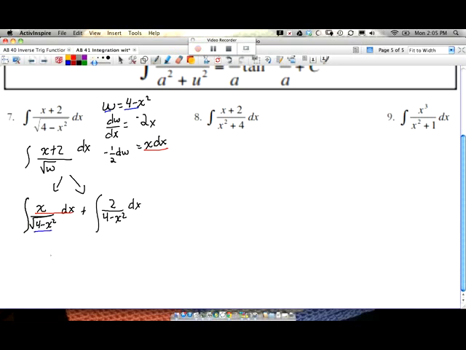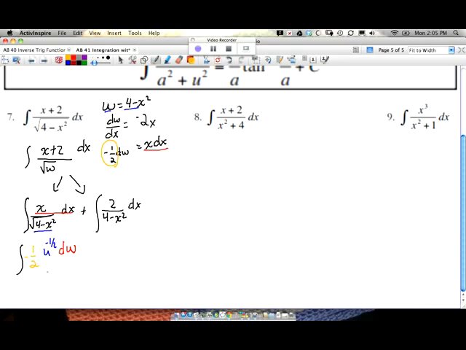So this is going to become the integral of negative 1/2, then we have a du, or dw, pardon me, dw. And then it's w to the negative 1/2. How did I get negative 1/2? Well, it's a radical, that's 1/2. It's in the denominator, that's negative. So this is w to the negative 1/2.